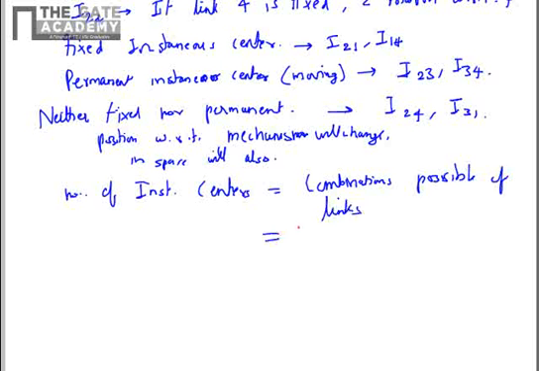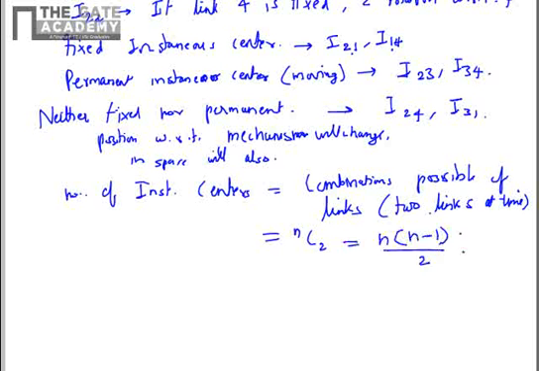So taking two at a time, there will be I21, I14, two links at a time. The combinations possible will be NC2, N combination 2, is equal to N into N minus 1 divided by 2. This formula you just need to memorize.